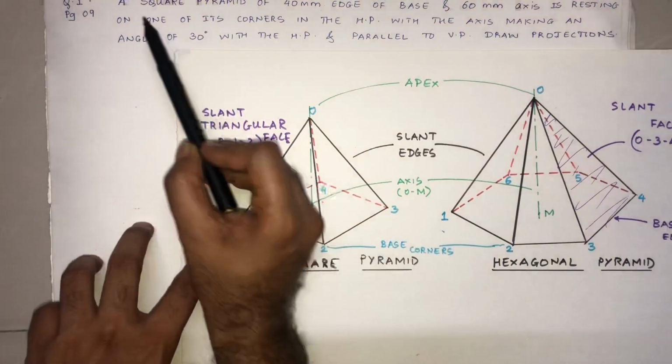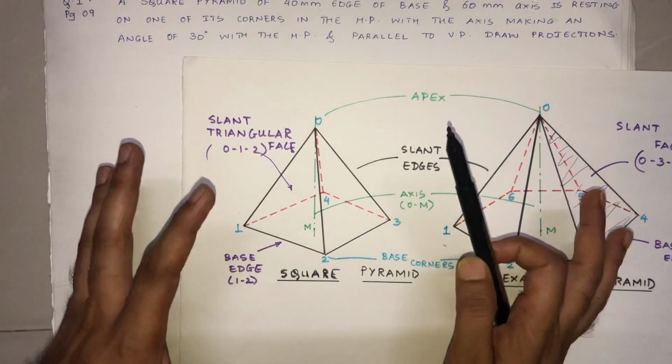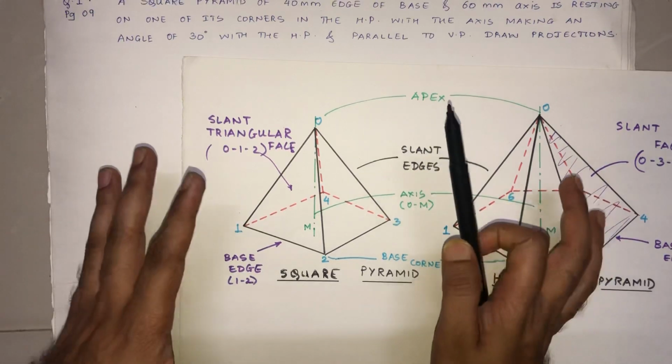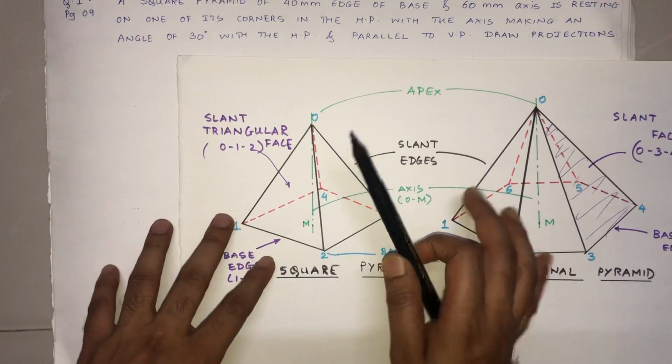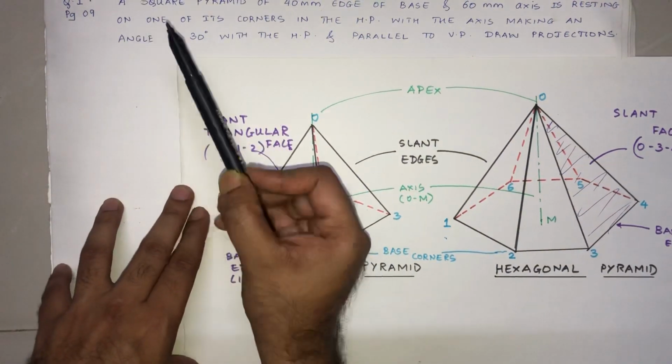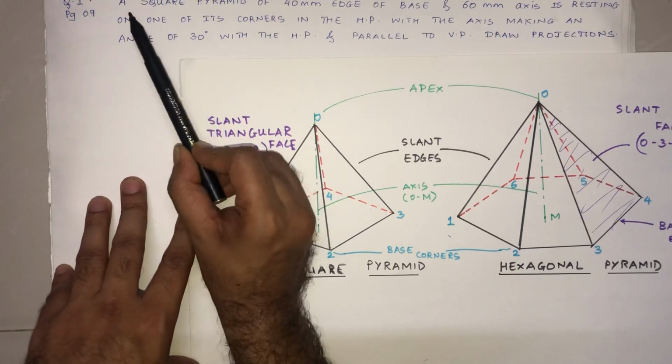Now, the problem says something like this. We need to understand the problem. I had given some master points and master diagrams. We are going to make a good use of them today. See what the problem says. This is our first problem, page number 9.